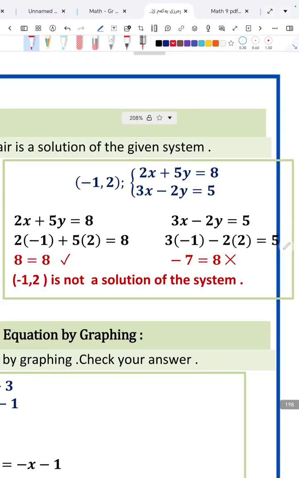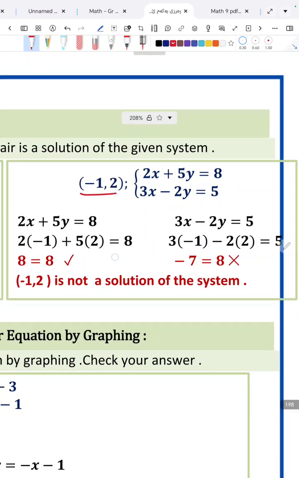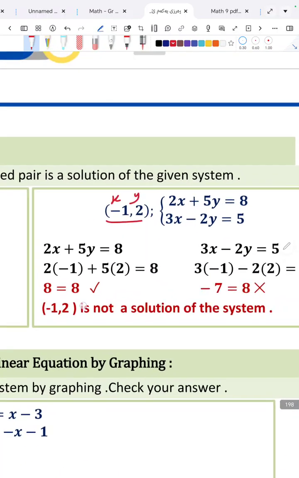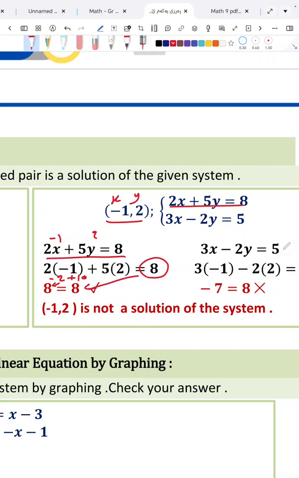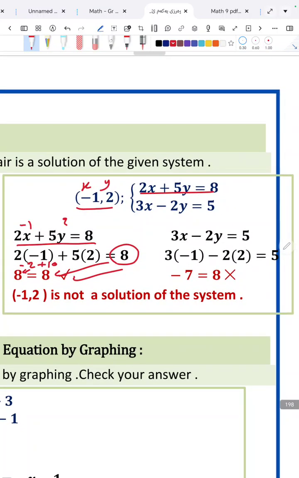Another example, again, we have -1 and 2. -1 as x, 2 as y. For the first equation, we have 2x plus 5y equals 8. Instead of x, I'm going to write -1. And instead of y, I'm going to write 2. So 2 times -1 equals -2, plus 5 times 2, 10. Positive 8 equals 8. On the other side, we have 8. So 8 equals 8. Yes, it's correct for the first one.